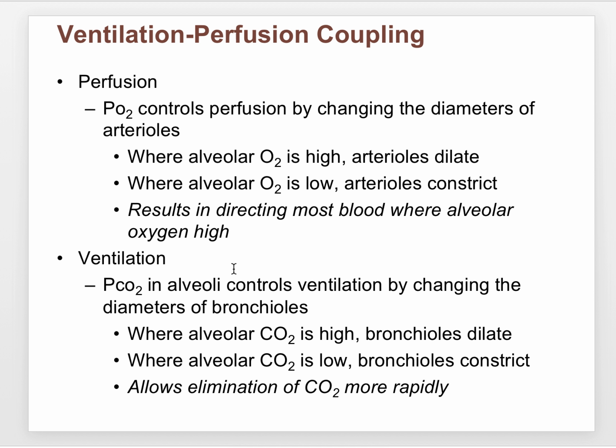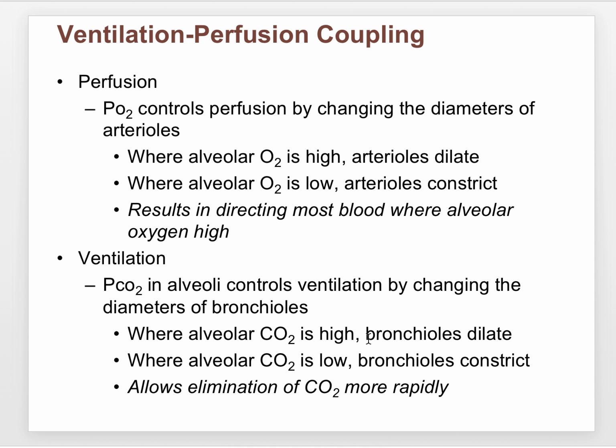Ventilation is controlled by the partial pressure of carbon dioxide, and it does that by changing the diameters of the bronchioles. Again, in perfusion, we're changing the diameter of the capillaries. In ventilation, we're changing the diameter of the bronchioles, which is the respiratory tree. If the alveolar carbon dioxide is high, bronchioles dilate. They dilate so that carbon dioxide can easily flow out of the alveoli into the tertiary, secondary, and primary bronchi, and out the trachea.